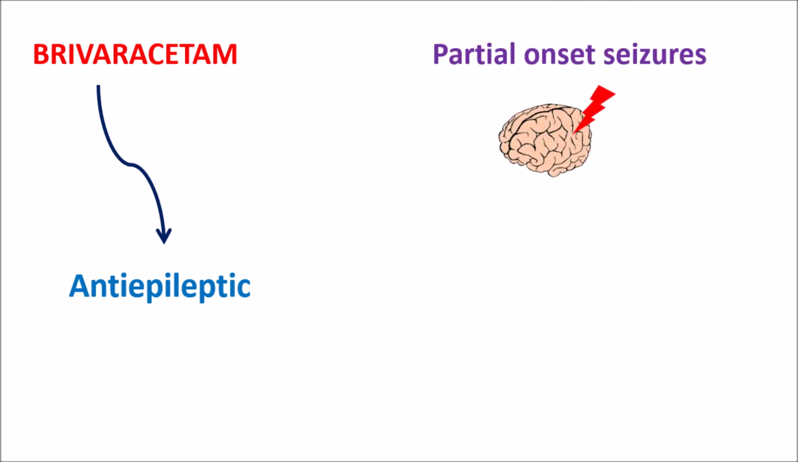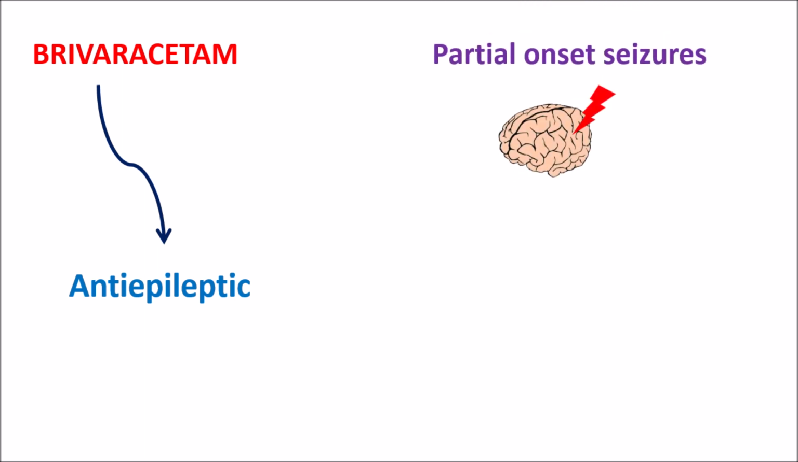Hi everyone. Today in this video let us talk about one of the new agents, Brivaracetam. What is this drug Brivaracetam? The suffix racetam indicates that this drug acts on the brain. Brivaracetam is one of the antiepileptic agents. This drug can be used in the treatment of partial onset seizures.